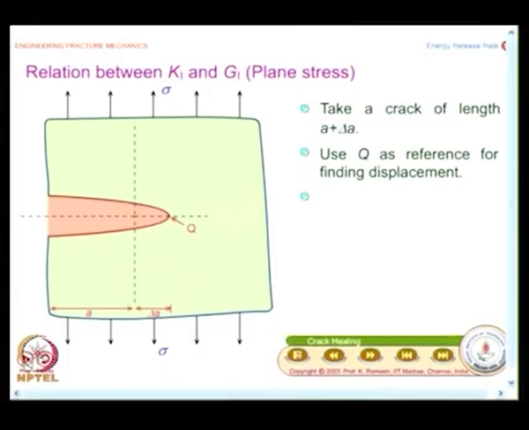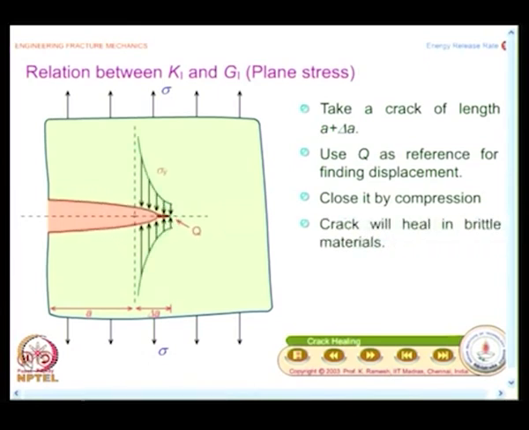Now, what I am going to do is, I am going to close the crack by compression. I am stopping the animation in between. So, when I close it by compression, the crack faces heal. It is all thought experiment. Physically you cannot go and do it like this. So, mentally you can visualize this, and I am writing this stress field.